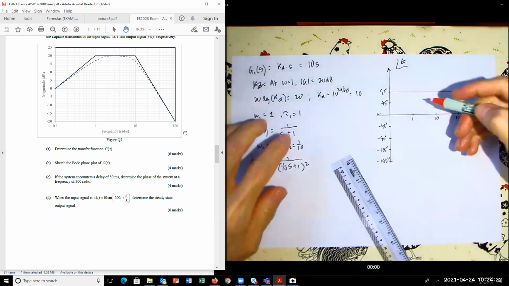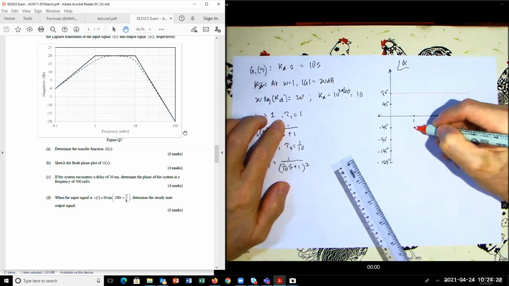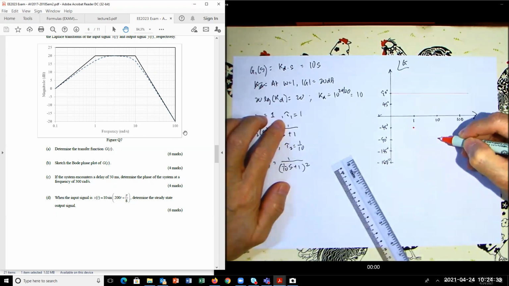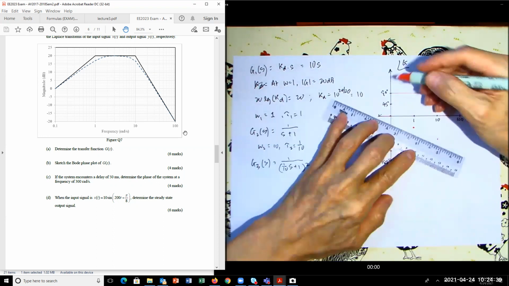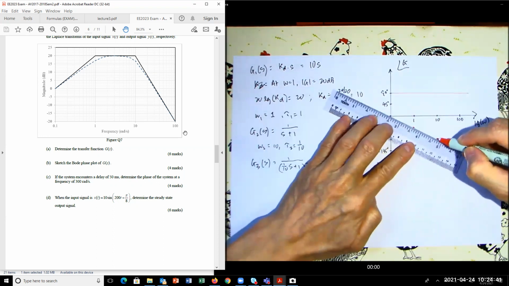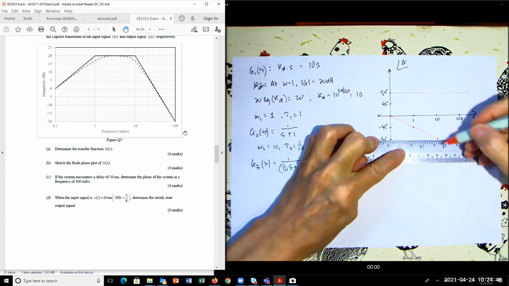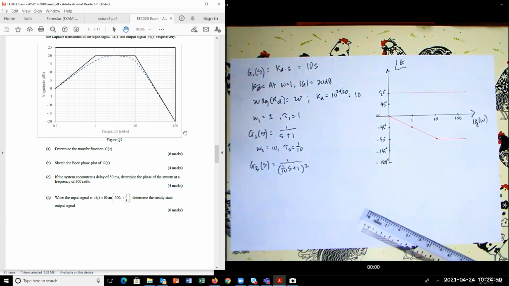At the corner frequency of 1, it will be minus 45. One decade later, it will be at minus 90 over here. So G2 is this guy. This is G2. Okay, that's G2.